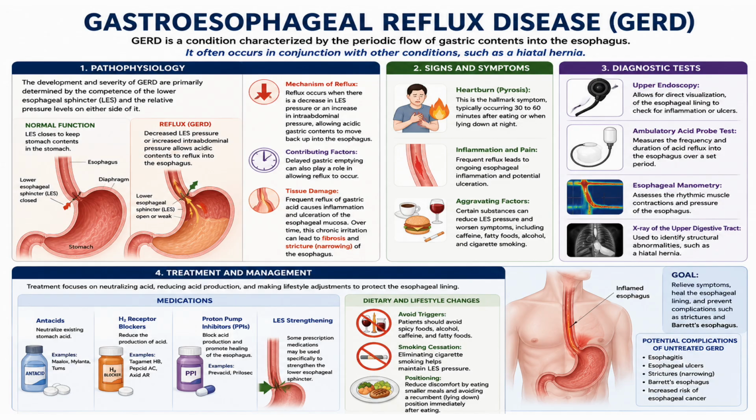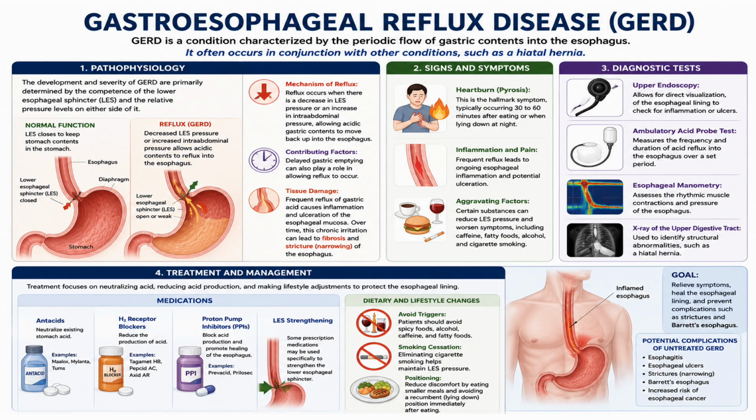Then we have gastroesophageal reflux disease, GERD, as it's known. This is very common in clinical settings. It is characterized by a periodic backflow of acidic gastric contents into the esophagus. GERD often occurs in conjunction with structural abnormalities, such as a hiatal hernia. This can compromise the natural barrier between the stomach and the esophagus.